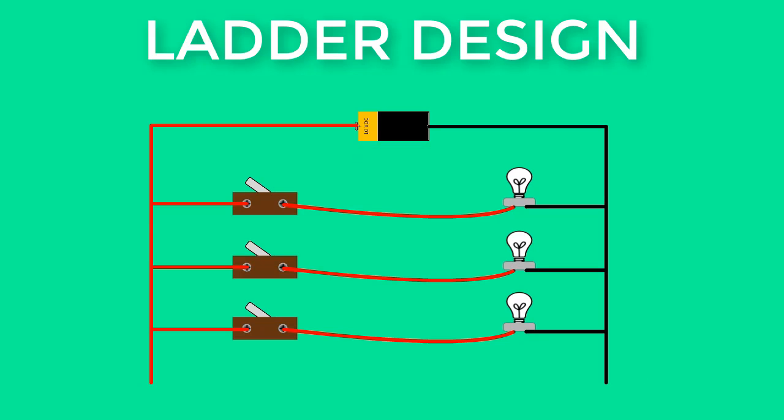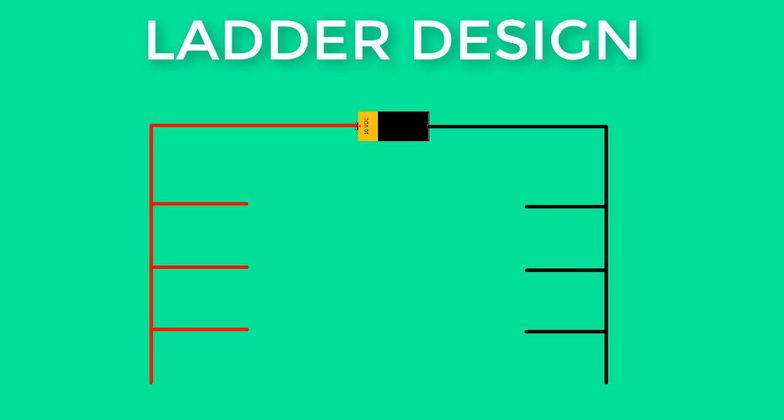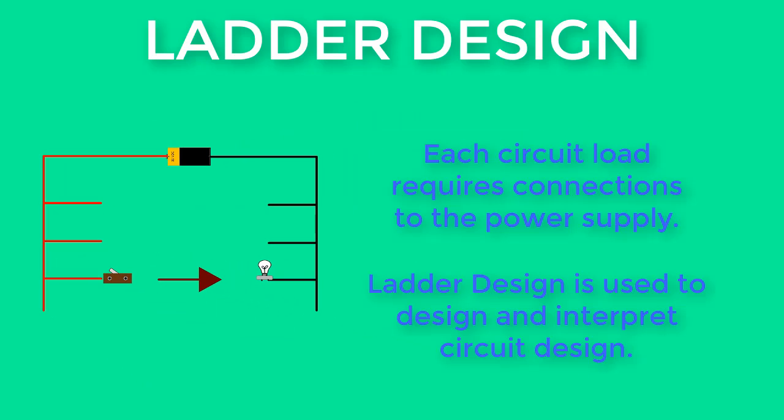A ladder diagram shows the device or devices controlling the power to each load connect to the rails. Each load in the ladder diagram requires a connection to both of the power rails. Typically, ladder diagrams place the control devices to the left of the load. The right power rail typically has no control devices connected to the load. Ladder diagrams are used for circuit design, construction, and interpretation.